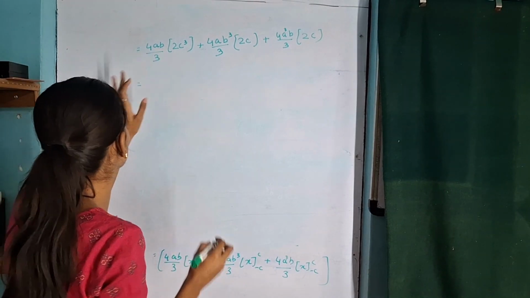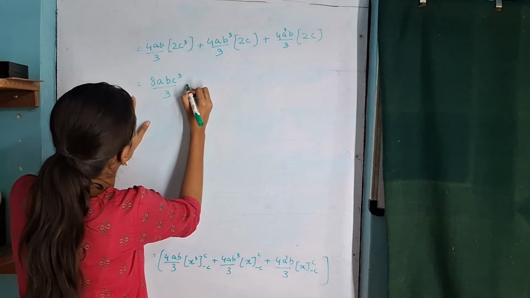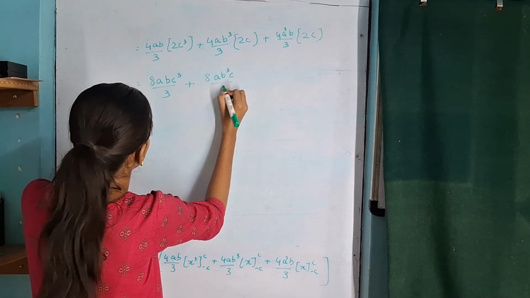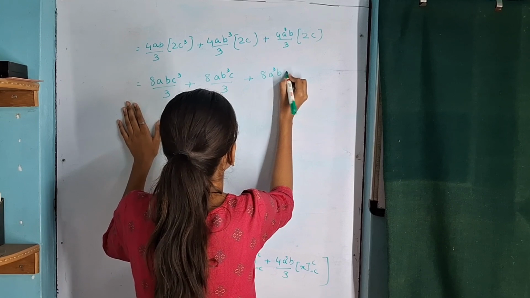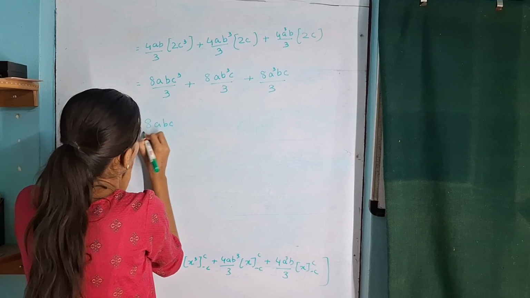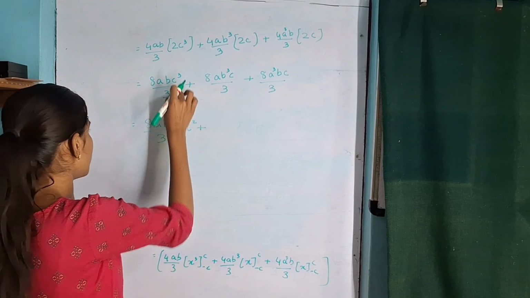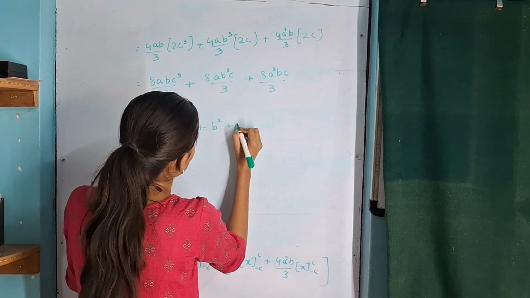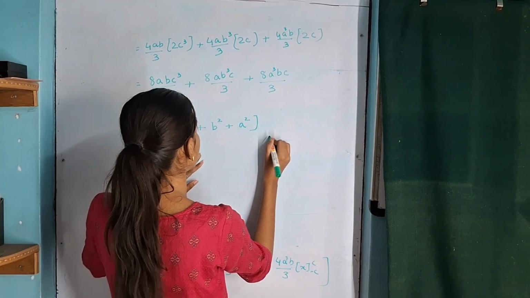And then we will multiply this. 4 into 2, 8abc cube by 3, plus 4 into 2, 8ab cube c by 3, plus 4 into 2, 8a cube bc by 3. We will take out 8, a, b, c and 3 as common. Then we get c². But why? Because one c is already outside, only 2 are left. So c² plus b² plus a². So this is your final answer.